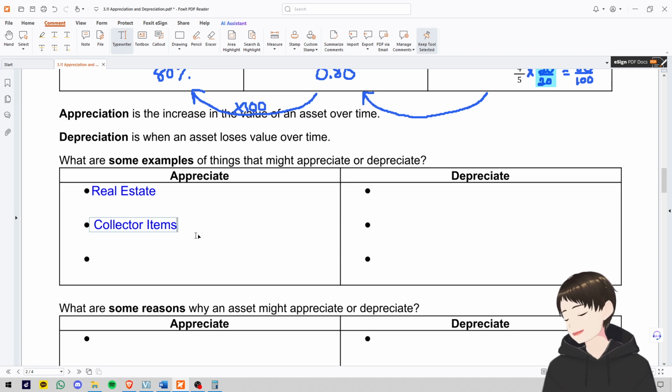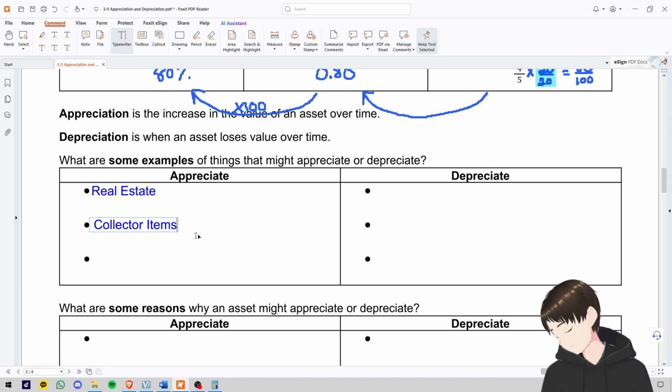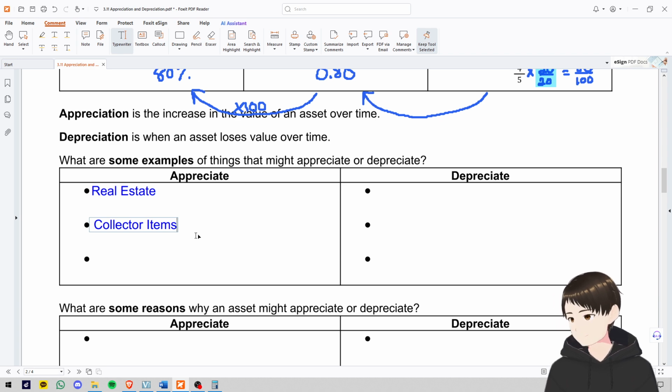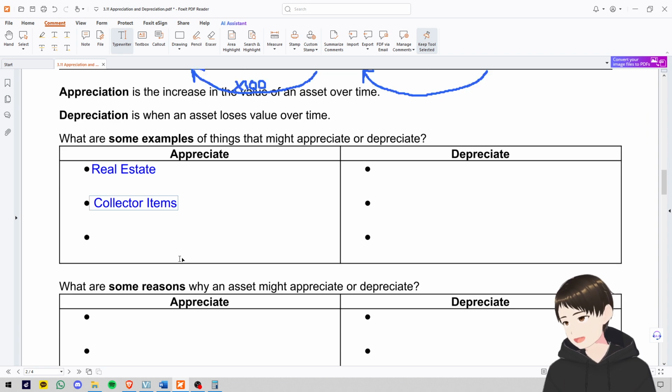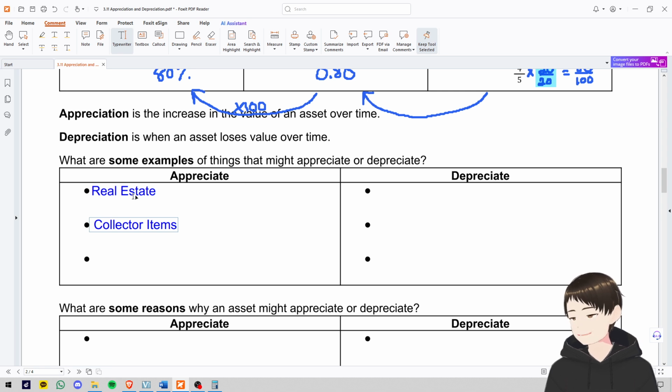Things like rare coins, Pokemon cards, old electronics and TVs, or a rotary phone that you don't see every day. Things that you can say are from a long time ago. Okay, and there's a reason why those kinds of things actually appreciate. But the only thing that comes to mind is real estate, collector's items.